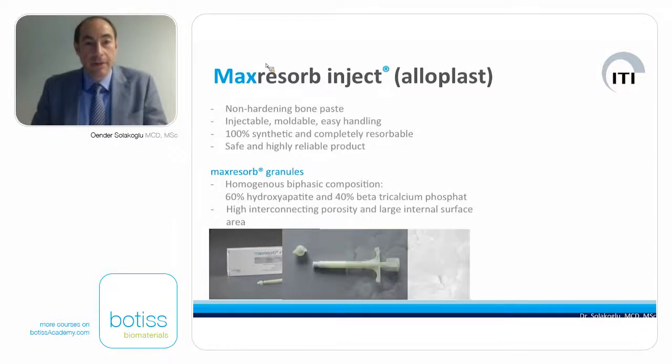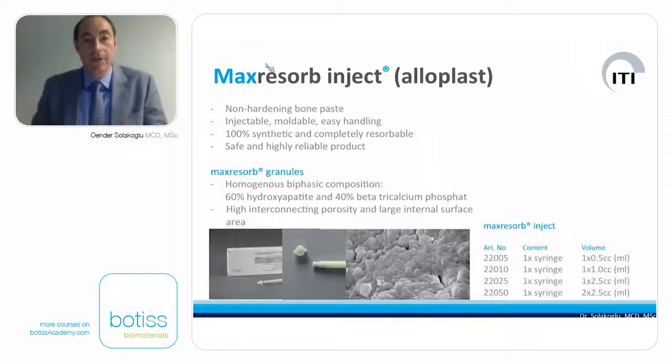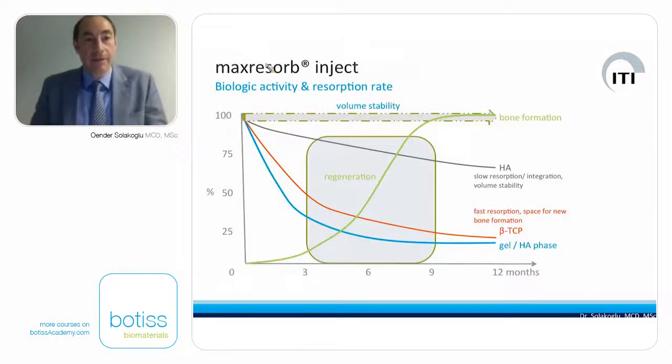So we can see the delivery system here, which is very nice and very easy handling. And this is the biologic activity of this material and its resorption rate with the slow resorbable portion of hydroxyapatite and the fast resorption portion of beta tricalcium phosphate.